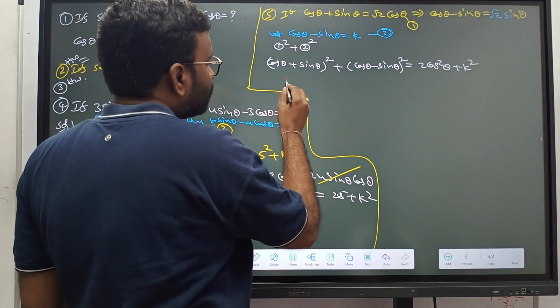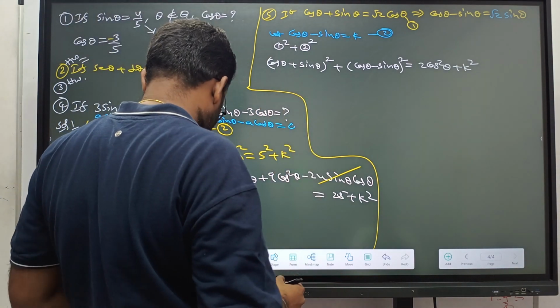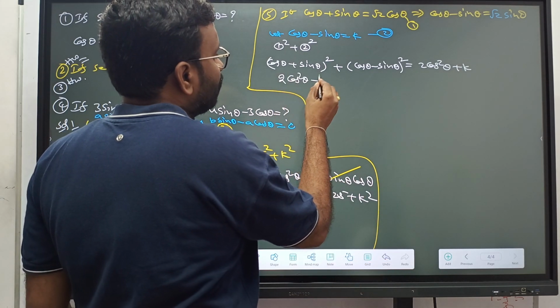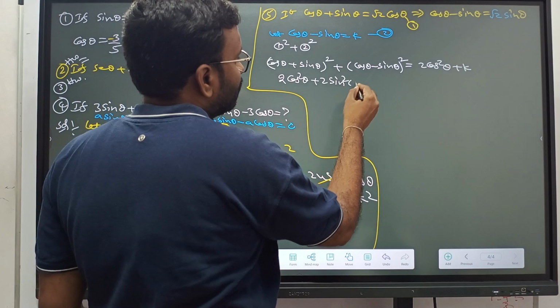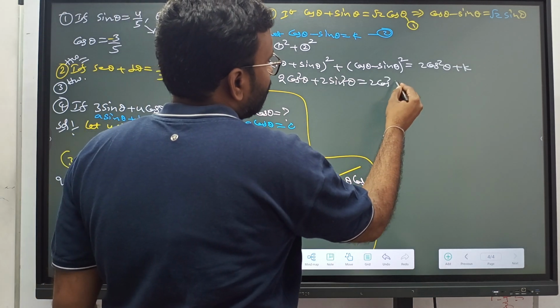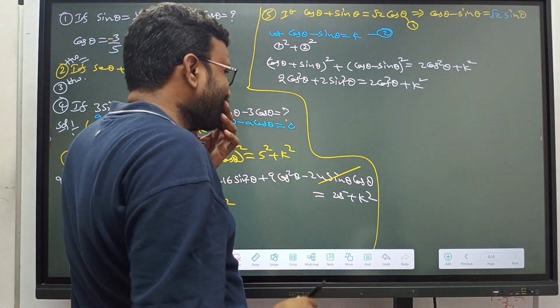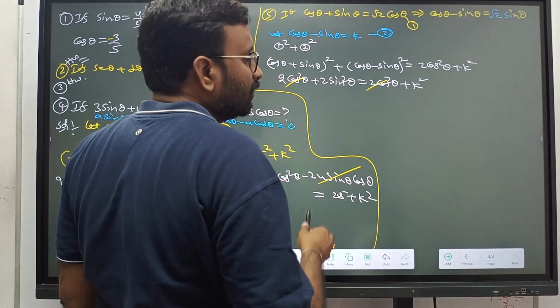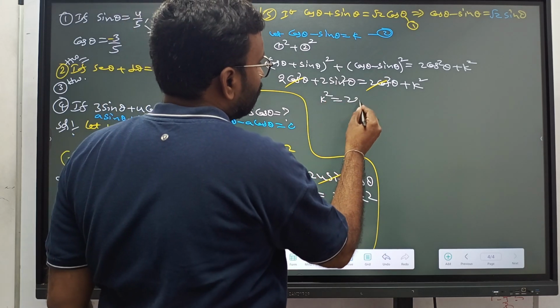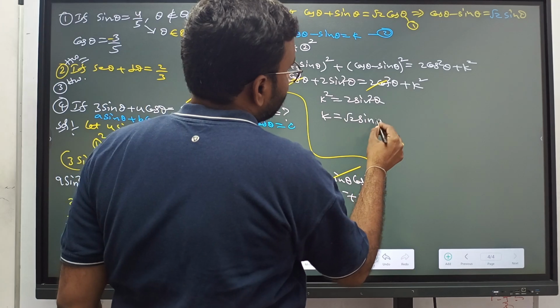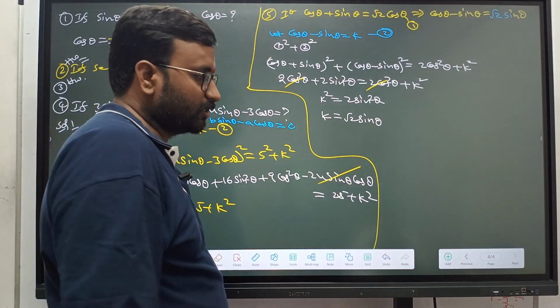So you will get what here? 2 cos square theta plus 2 sin square theta is equal to 2 cos square theta plus k square. Now these two cancel, so what is k square? 2 sin square theta. What is k? Root 2 sin theta. Hence proved.